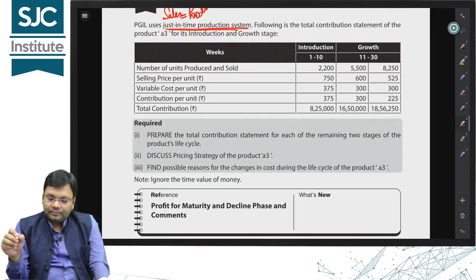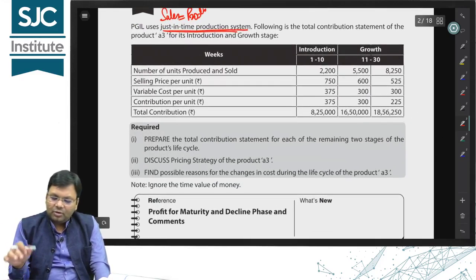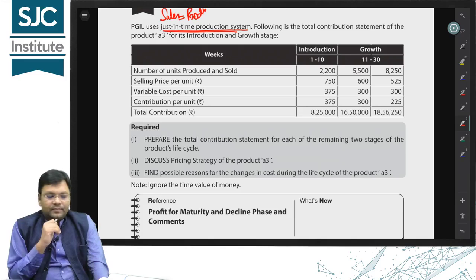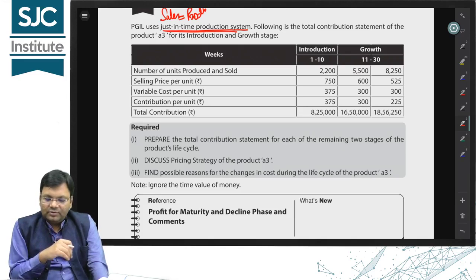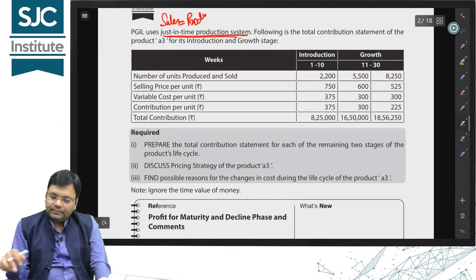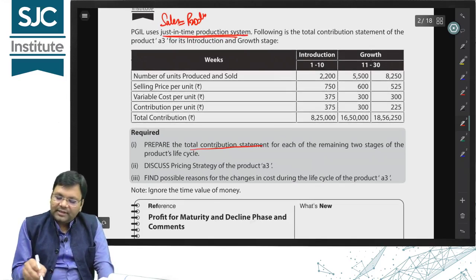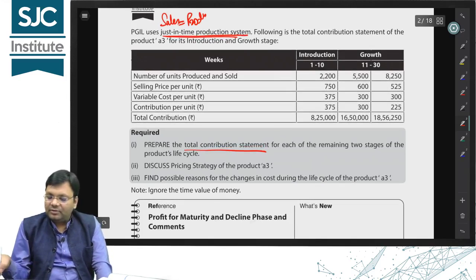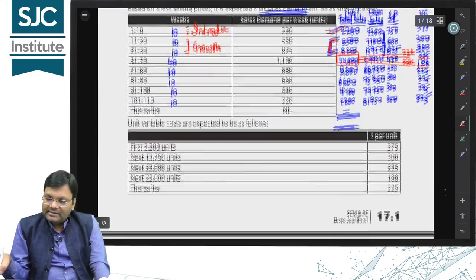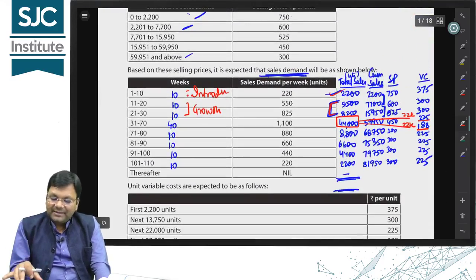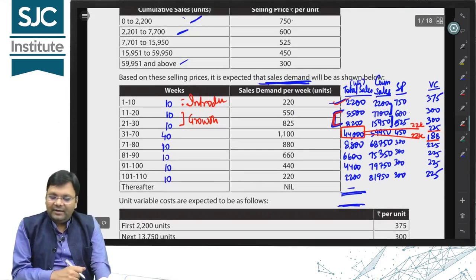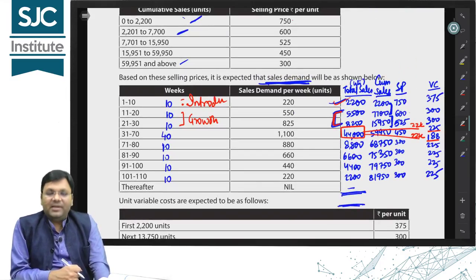Now, what is the question here? Prepare the total contribution statement for each of the remaining 2 stages of product life cycle. Now, the point is, the remaining 2 stages are not mentioned. You have to identify where your remaining 2 stages are.